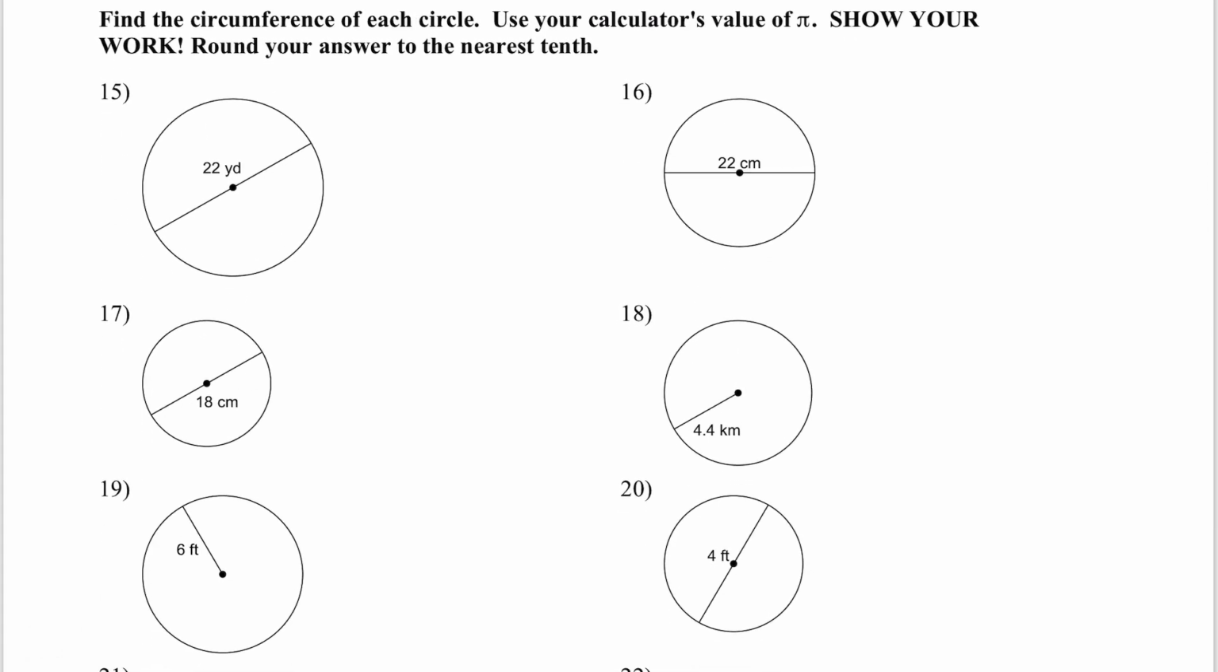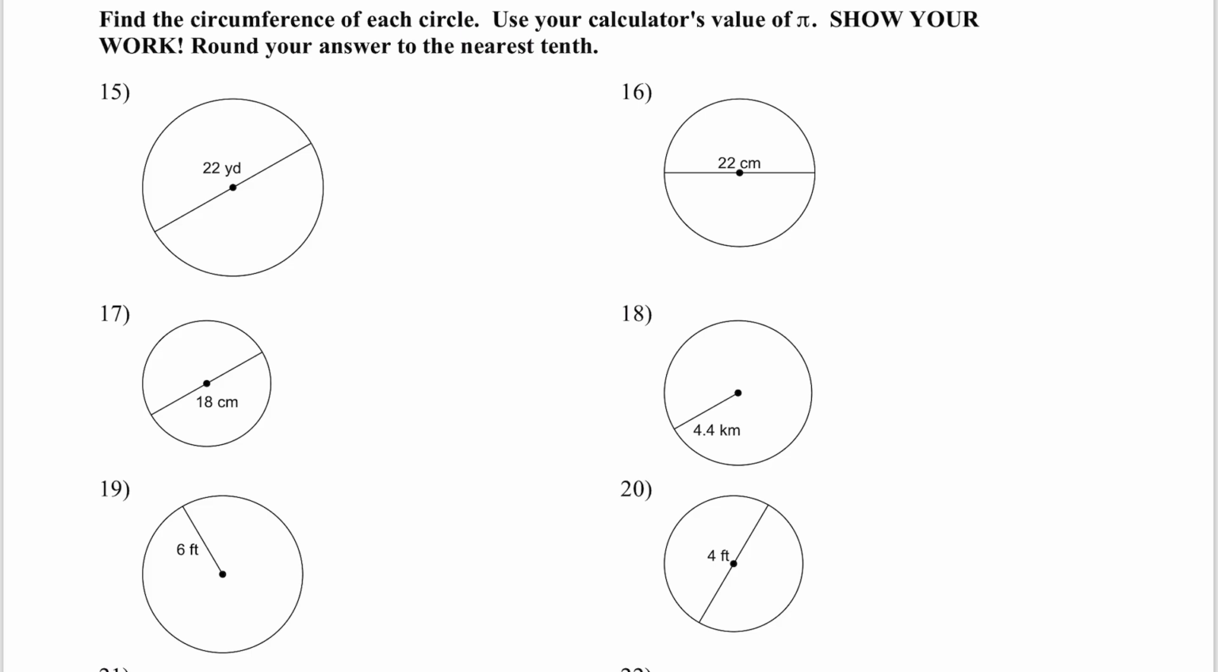Once again, we're finding the circumference. We're using our calculator's value of pi. That just means that instead of using an approximation like 3.14, I'm actually going to use the pi symbol on my calculator. And for sure, we are going to be showing our work. When all of that's done, because we're using our calculator's version of pi, there's going to be a lot of decimals. So we also want to round our answer to the nearest tenths place. Again, let's take a look at 15. The first thing we need to do is decide, am I giving you the radius or the diameter?